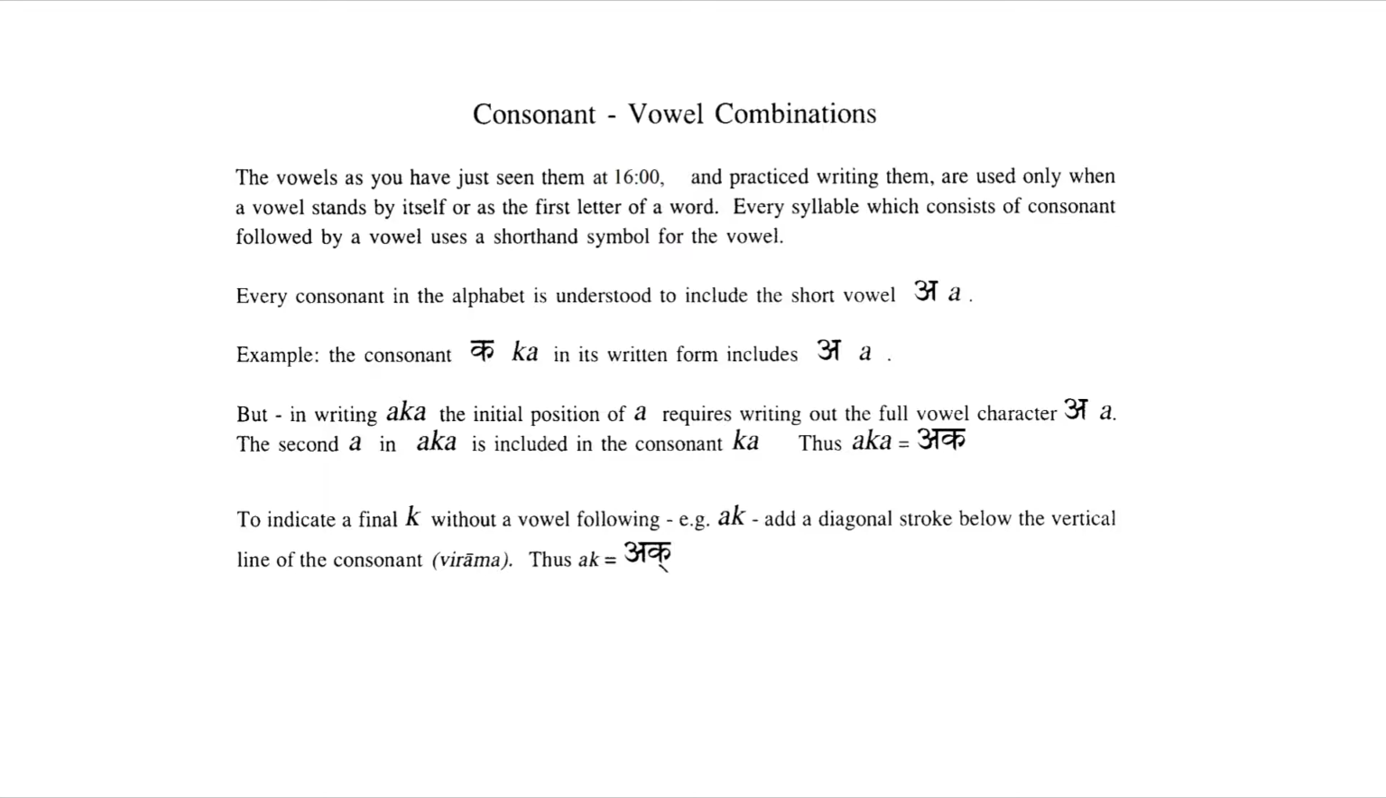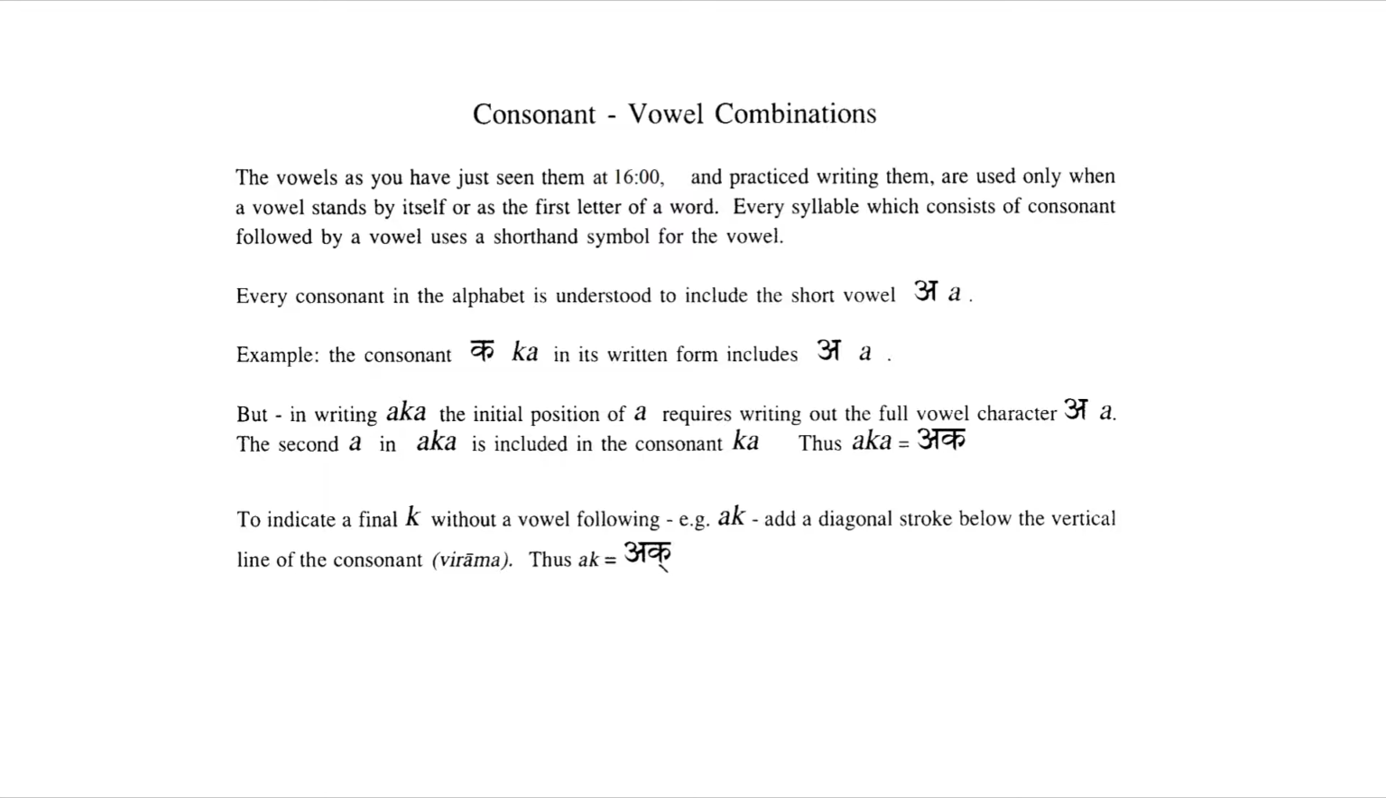Consonant-vowel combinations. Every consonant in the alphabet is understood to include the short vowel sound a. Example, the consonant k in its written form includes a. But in writing aka, the initial a requires writing out the full vowel character a. The second a in aka is included in the consonant k.